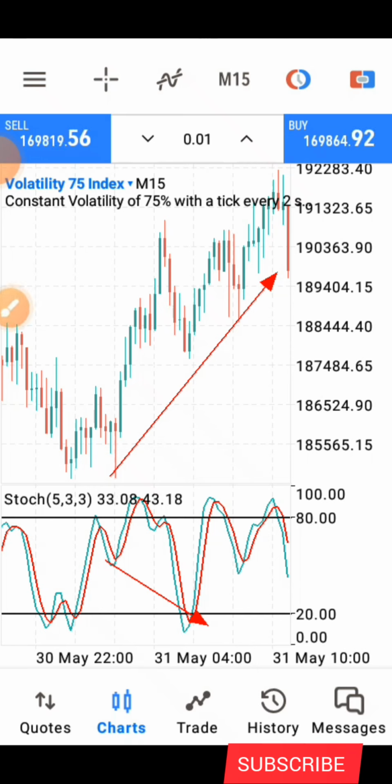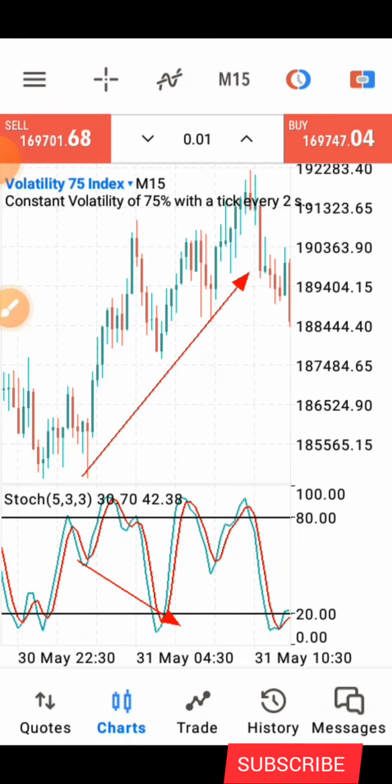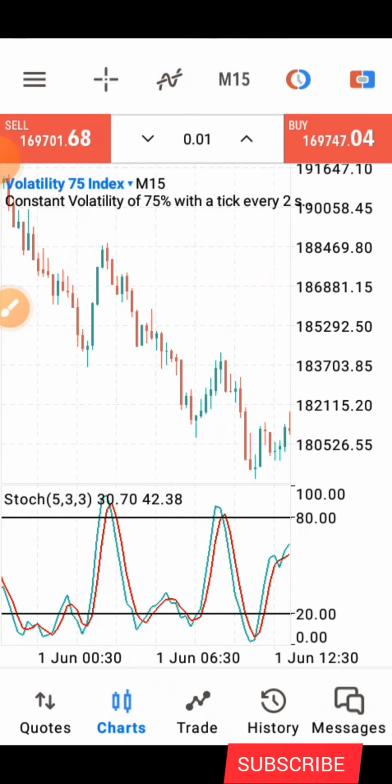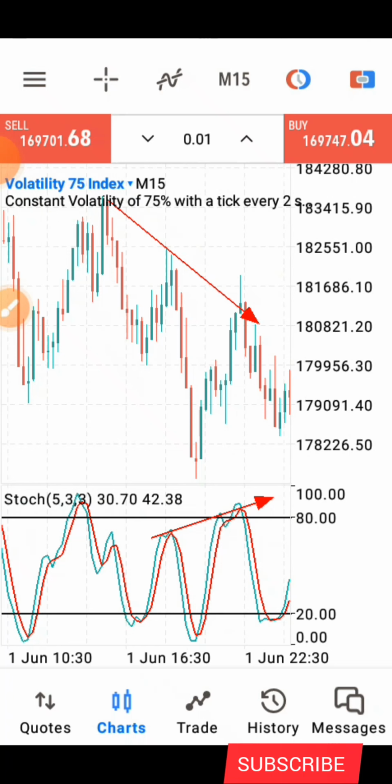So this is how simple the strategy is. If you don't understand what I'm saying, then just be patient. I'm going to be showing you guys another example. That is how the strategy is. So let's look for more examples, guys. You can see here is another example.